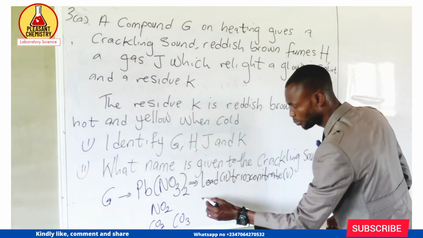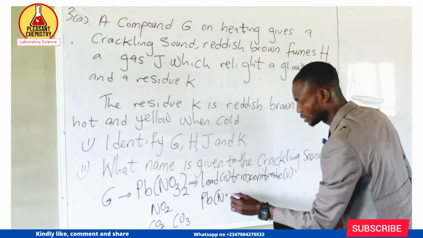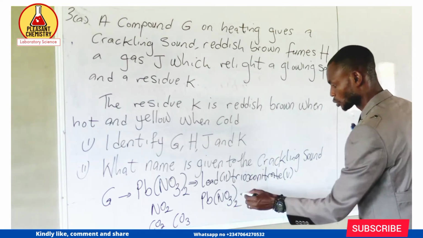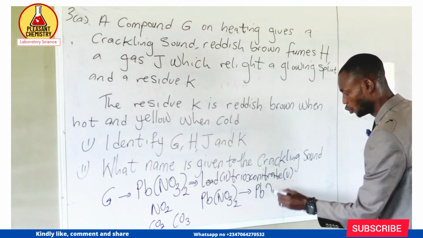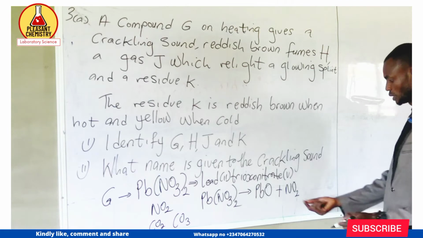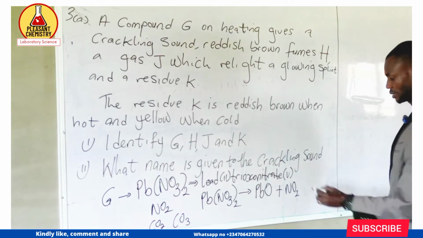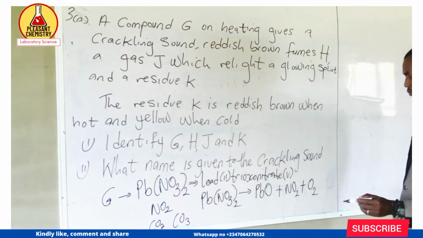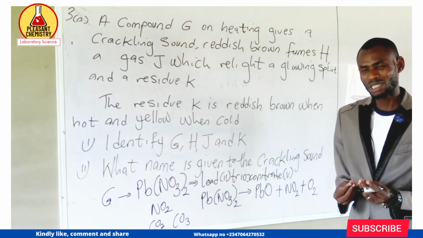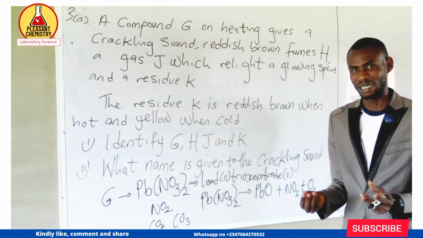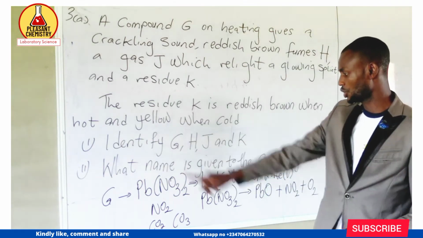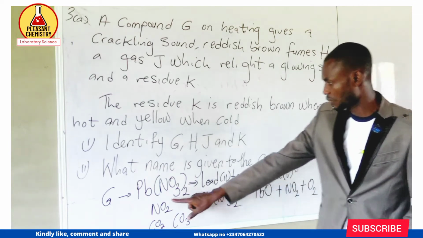Now, let's decompose Pb(NO3)2, even though the question is not asking us to. If we decompose this, it's going to give us PbO, which is lead(II) oxide, plus NO2, which is nitrogen(IV) oxide, the brown gas, then plus oxygen. Metals that are moderately reactive, not that much reactive, undergo this kind of process. So now our G is lead(II) trioxonitrate(V).